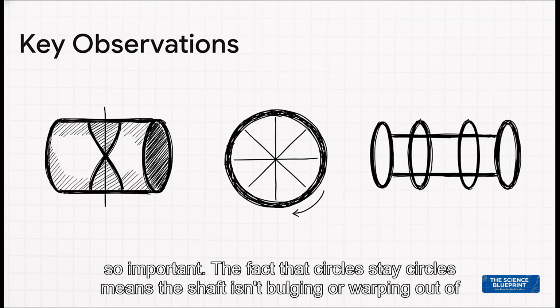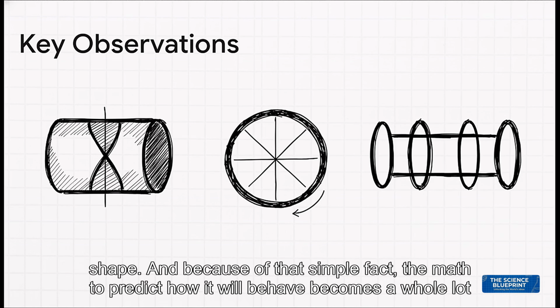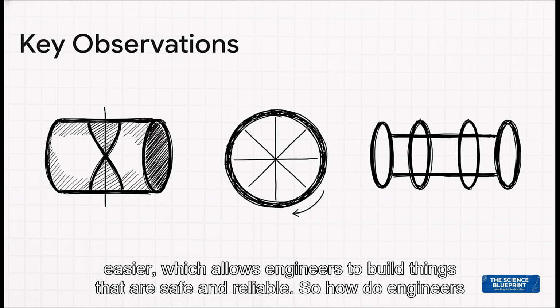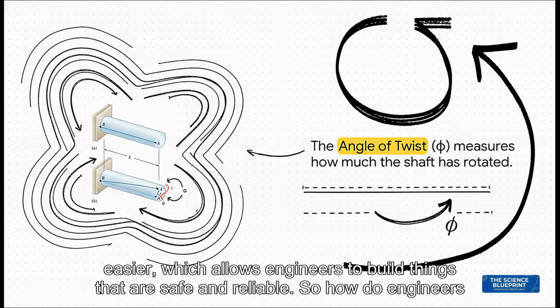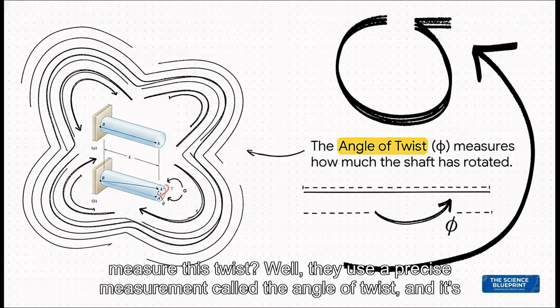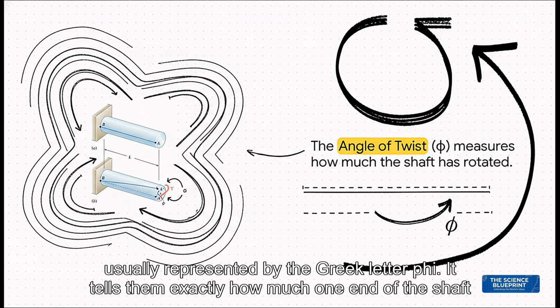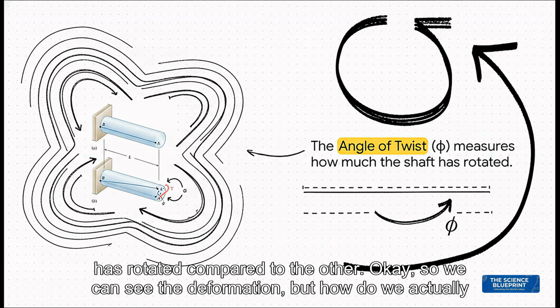And here's why that's so important. The fact that circles stay circles means the shaft isn't bulging or warping out of shape. And because of that simple fact, the math to predict how it will behave becomes a whole lot easier, which allows engineers to build things that are safe and reliable. So, how do engineers measure this twist? Well, they use a precise measurement called the angle of twist, and it's usually represented by the Greek letter phi. It tells them exactly how much one end of the shaft has rotated compared to the other.